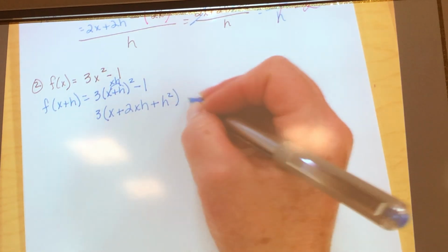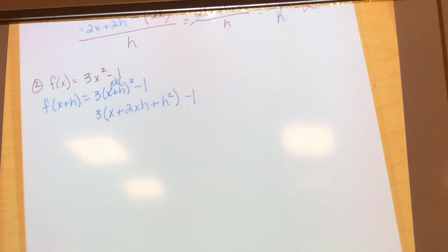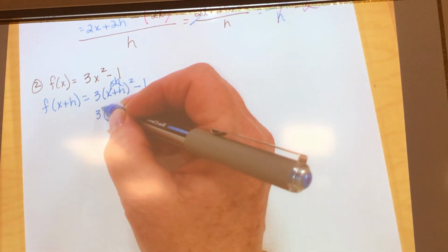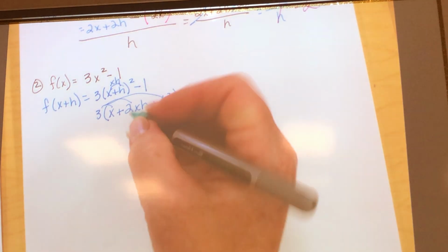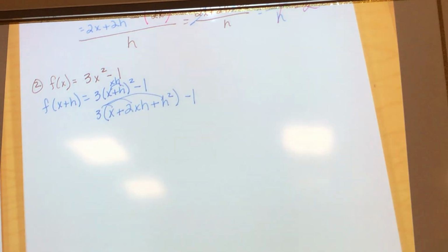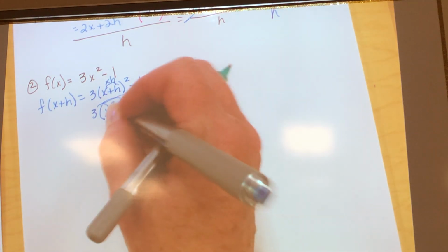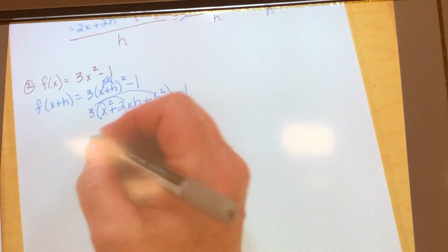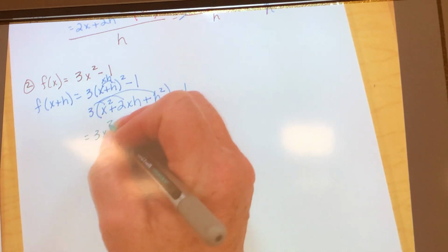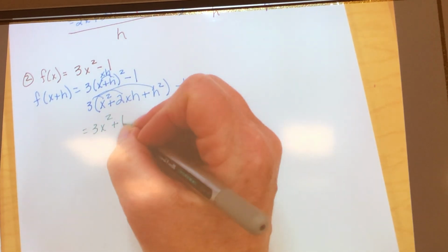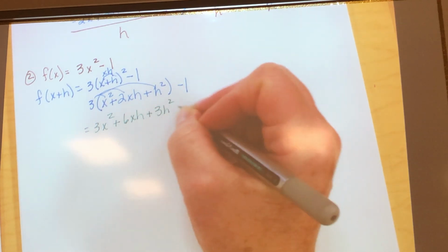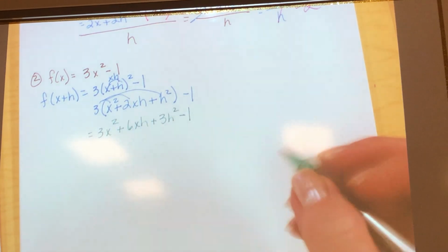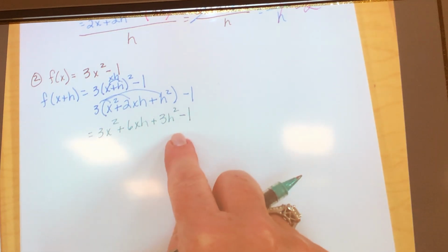H squared, and then minus 1. Now what do I need to do? Now I'm going to distribute that 3. Everybody in parentheses gets multiplied by a 3. Did I forget something? What did I say? X squared. I forgot my square. Okay, so that will be 3x squared plus what? 6xh. Perfect, plus 3h squared minus 1, minus 1 over h. Okay, can I collect anything?